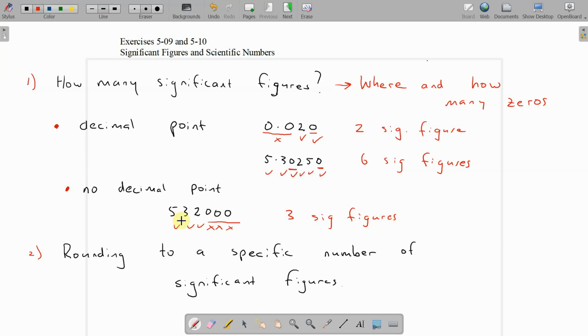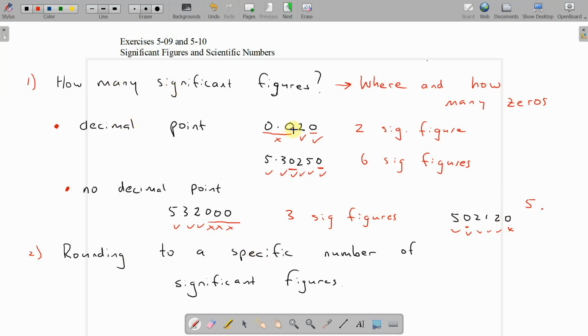Okay. And the same with the decimals. If there's one in the middle, you count that as well. So 502120. This one is counted, plus all the other non-zeros, but not that one. Don't count the ones at the end if there's no decimal point. 1, 2, 3, 4, 5. 5 significant figures.